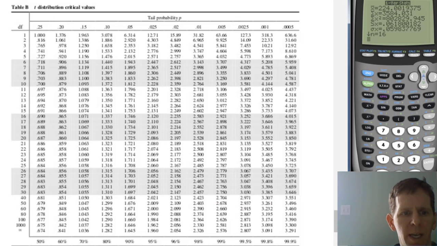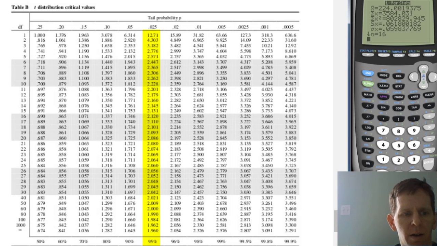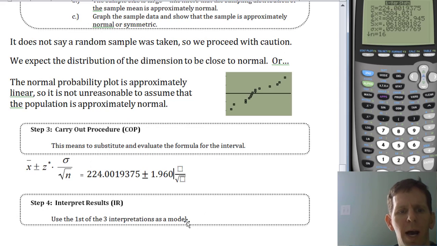For z star in this problem, it says we're using a 95% confidence interval. So again, we can go to our table, look up 95% confidence and our bottom row value, and we see again it's 1.960.